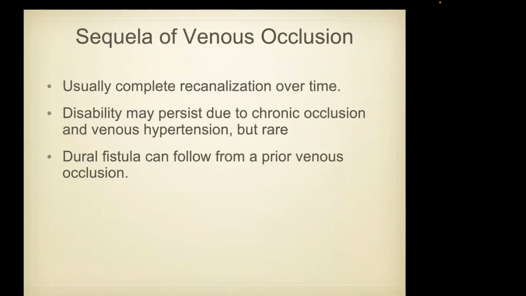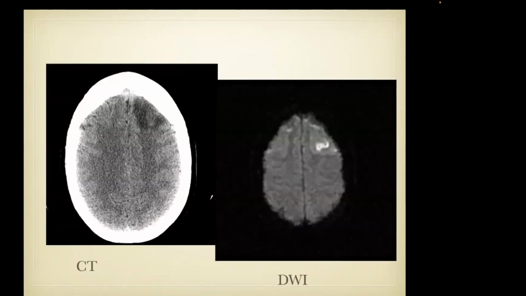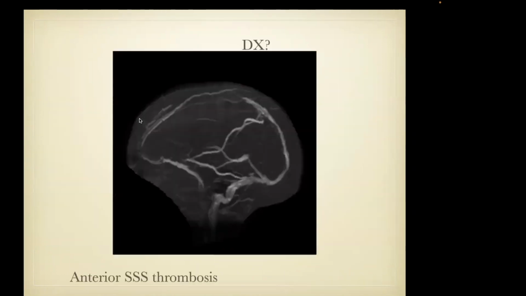Now, in terms of the sequelae of venous occlusion, usually these patients recover and completely recanalize over time. Rarely you'll see patients with chronic occlusion and chronic venous hypertension. But you should be aware that dural fistulas can follow from prior venous occlusion. Here's a CT scan of a patient with venous hypertension, a little DWI abnormality. Notice it doesn't match the lesion on the CT scan.